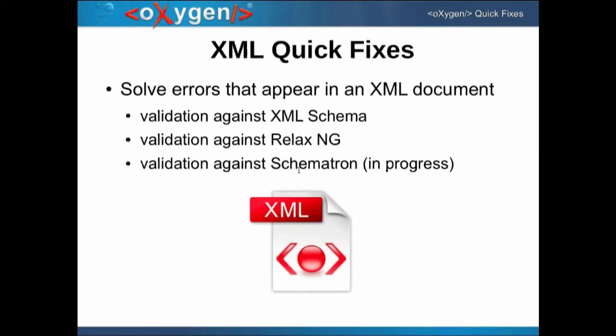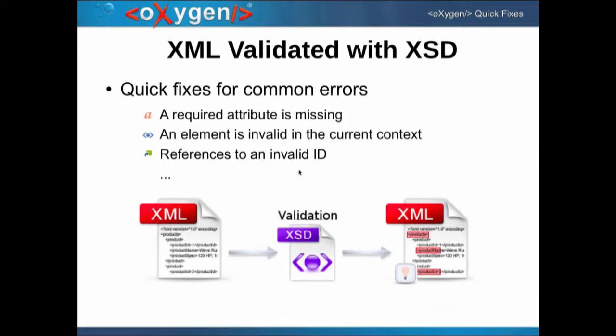Next, we have the XML quick fixes. We provide quick fixes for the validation problems when you validate an XML against a RelaxNG schema or against an XML schema, but also against a Schematron. For the validation against XSD, we provide quick fixes for common problems like an attribute is missing, an element is required, an invalid ID, or problems like this. And I'll show you some examples.